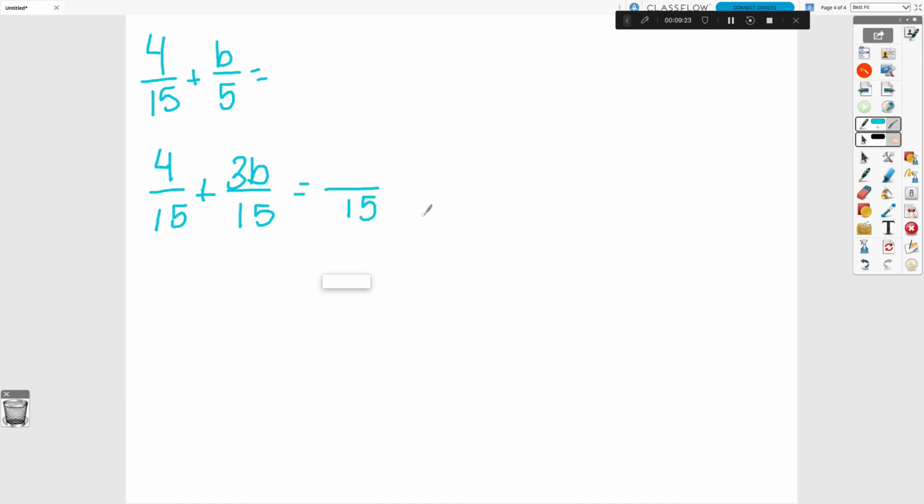Can I combine my terms on the top? They are not like terms. So I just have to leave it as 4 plus 3b.